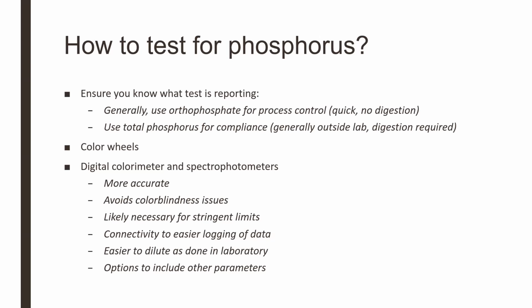Dilution is often required, particularly if you're doing some of those internal flows off of decant water or belt filter press flows, because often the phosphorus is very high there. So the ability to dilute is important, and it's important for you as operators, as laboratory techs, to understand what and how to dilute and know how to do the calculations to get the actual value.